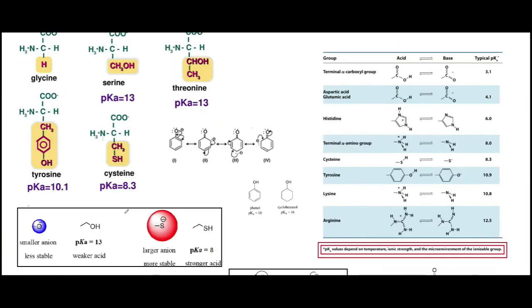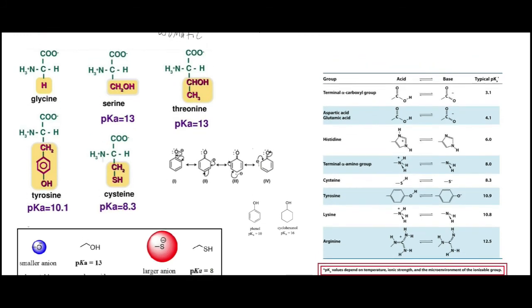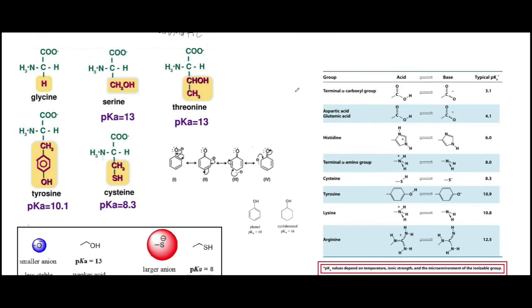So down here, there's just a bit more about the acid-base chemistry of amino acids, and a few of them are listed here. We see that serine has a pKa of about 13, so the hydrogen on here is not very acidic. If you remember, the lower the pKa, the more acidic it is. Threonine is about the same, about 13 pKa.